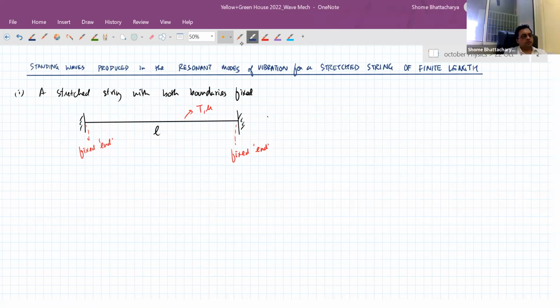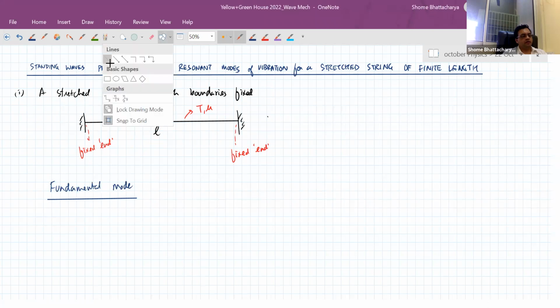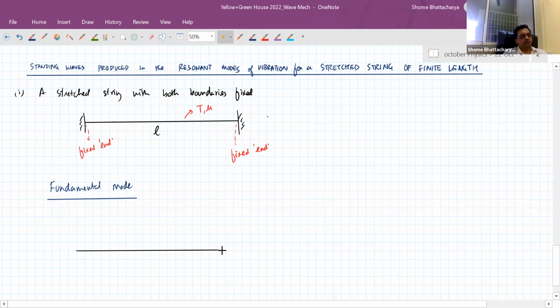So the fundamental mode of vibration, you can think of it as the simplest possible mode of vibration that can be generated by just plucking the midpoint. If we pluck exactly the midpoint of the string, we'll see that it will go into a mode of vibration where the midpoint has maximum amplitude of oscillation.